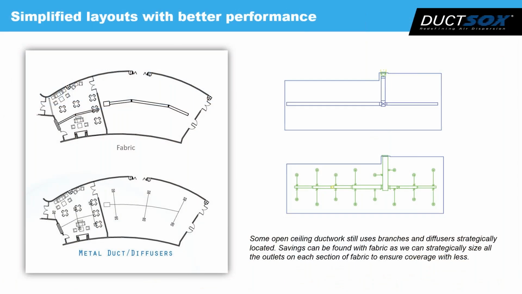It can really just simplify the layouts as well. So we have a layout here. That bottom section would be a traditional style where you have that metal duct tapering down, and then you have those diffusers shooting off. And then that top would be an example with duct socks. And then when you look at the airflow pattern, you can see that you really get a better performance and a better overall dispersion throughout the space with this duct socks product versus kind of a metal duct situation.